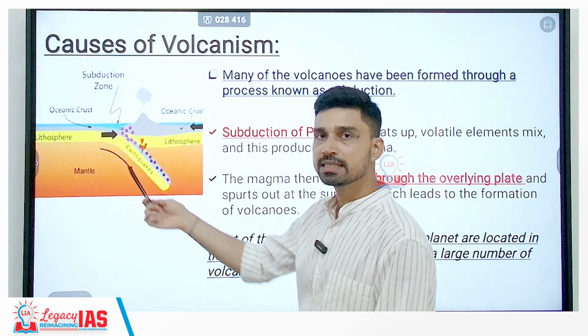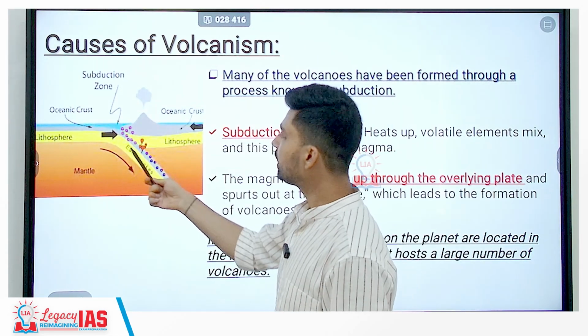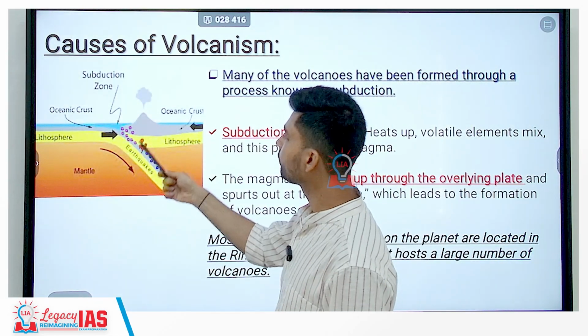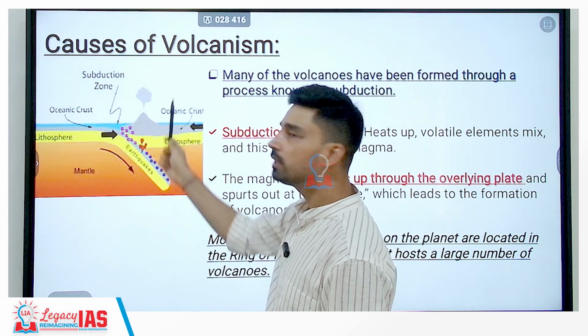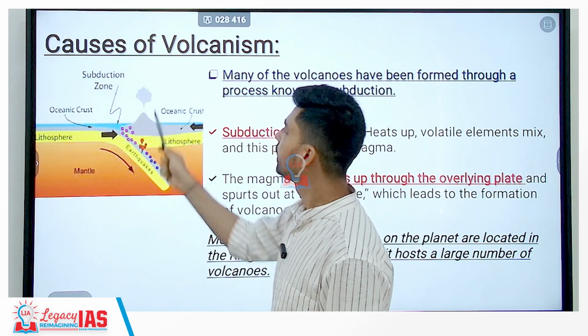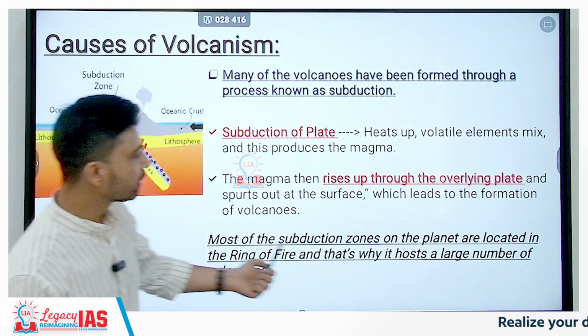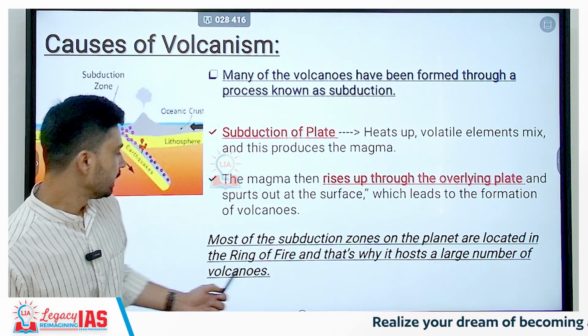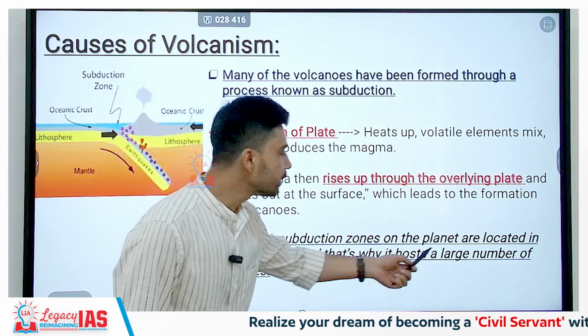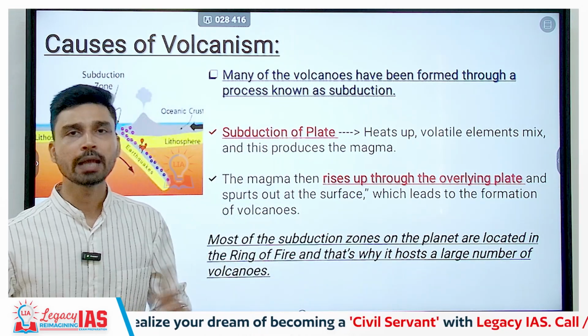As clearly we can see from this diagram here, this plate is sinking down, subducting, here we have generation of magma, and the magma then breaks through the other overlying plate, and we observe the volcanic eruption. So most of the subduction zones on the planet are located in the ring of fire, and that's why it hosts a large number of volcanoes.